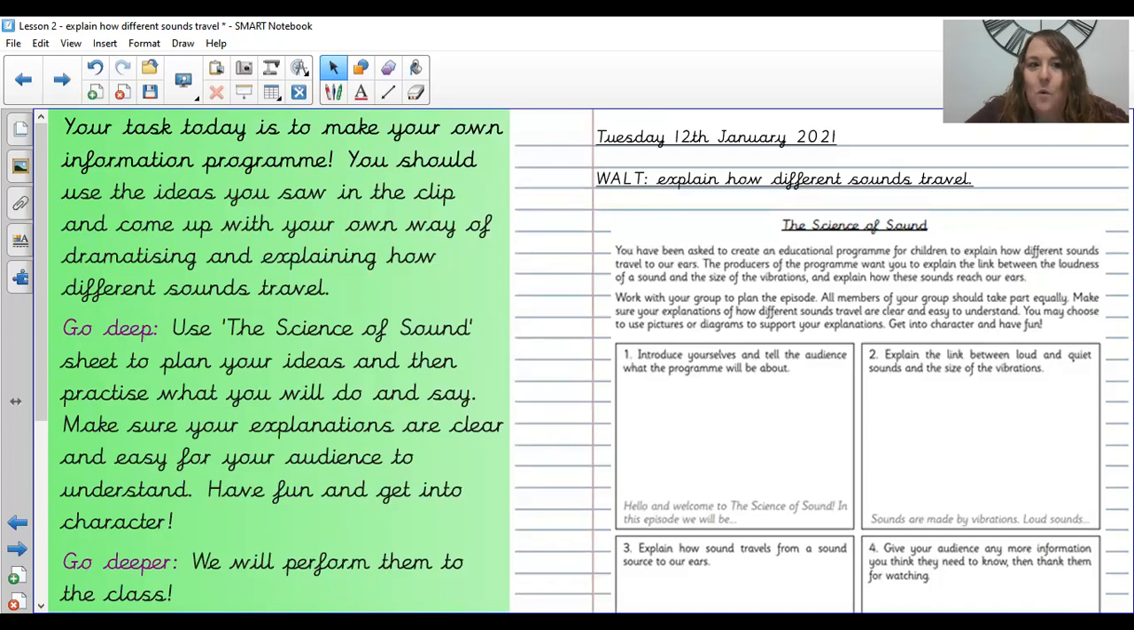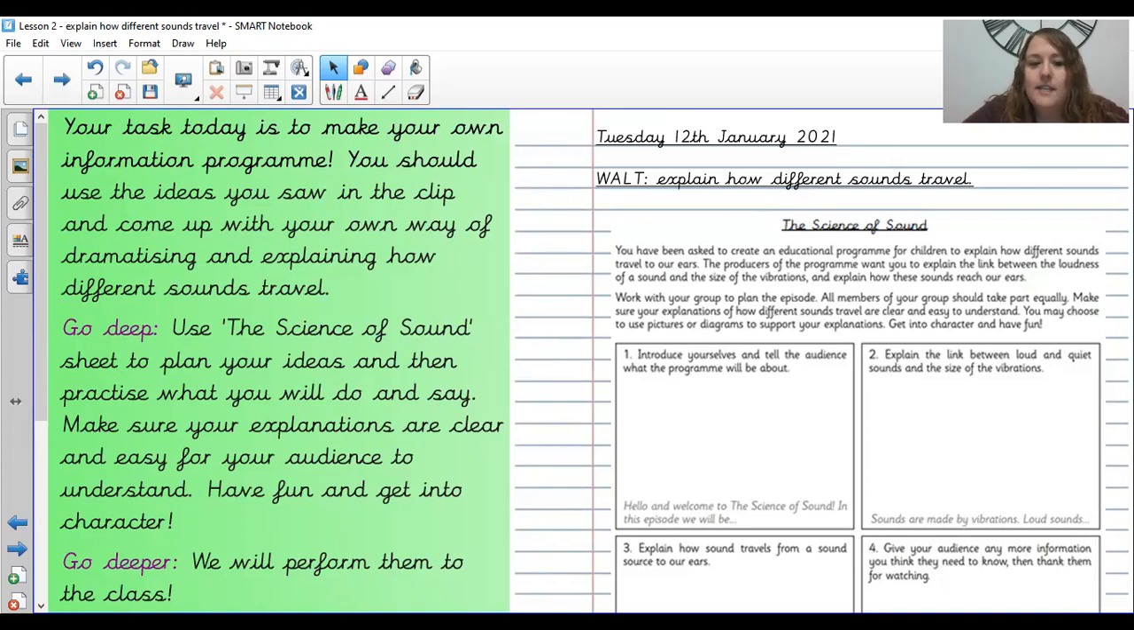Your task today is quite simple from this, but it's going to have to be slightly different because we're not in school and not with our friends. It says your task today is to make your own information or educational program. You should use the ideas that you've seen in the clip and come up with your own way of dramatizing and explaining how different sounds travel. So you're going to be presenting that information and recording yourselves in whatever fun way you can.